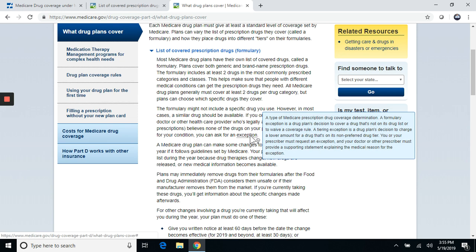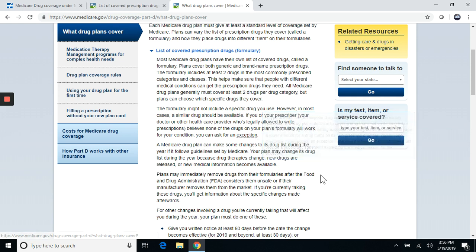A formulary exception is a drug plan's decision to cover a drug that's not on its drug list or to waive a coverage rule. A tiering exception is a drug plan's decision to charge a lower amount for a drug that's on its non-preferred drug tier. You or your prescriber must request an exception, and your doctor or other prescriber must provide a supporting statement explaining the medical reason for the exception.